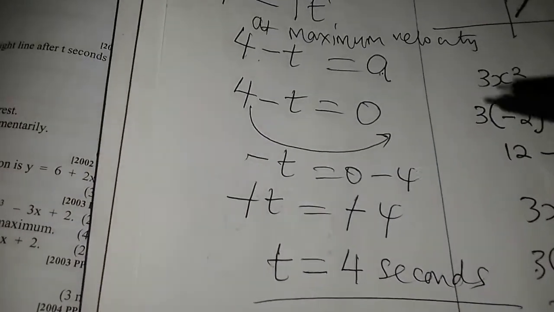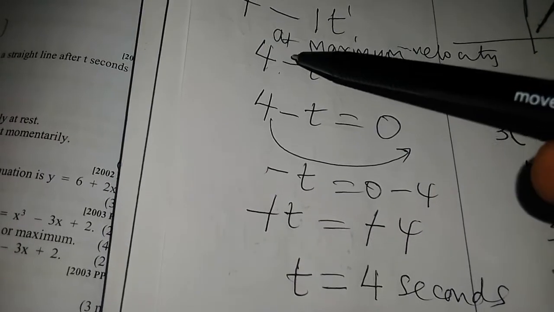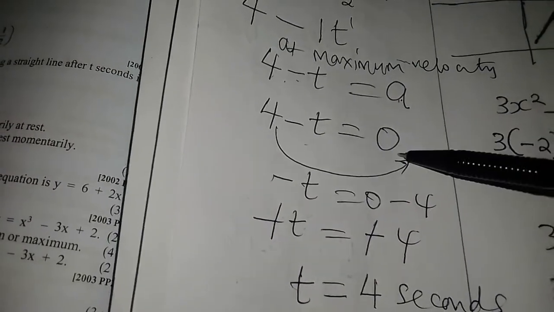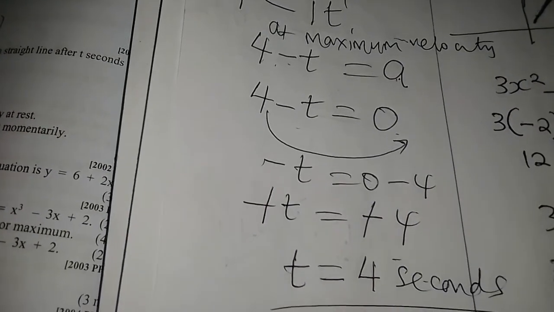So remember, at maximum velocity, just get the equation of acceleration, then equate it to 0. That gives you time. And from there, you can get any other variable.